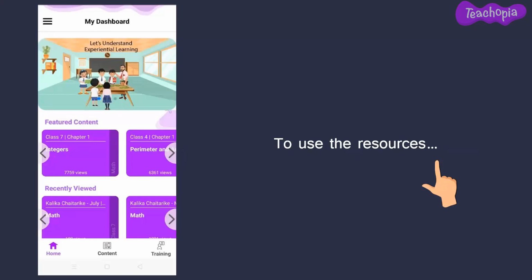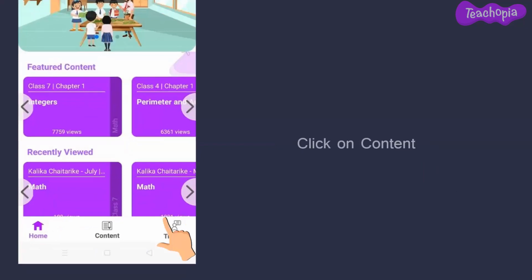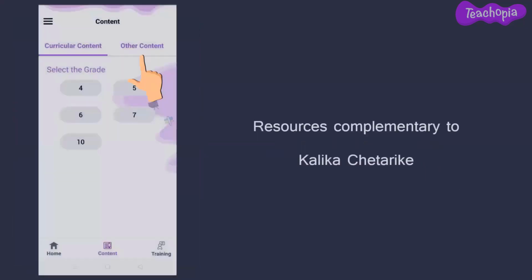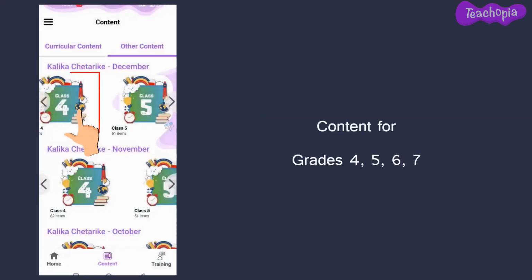On your Teachopia app, when you open the app, this is the page that you will see. Please click on the content button. Once you click on the content button, you will find two tabs, circular content and other content. Tap on other content first. Then tap on the grade that you are teaching or the book that you are teaching according to the month. We have, according to the month, the different books used for the Kalika Kshetra curriculum, categorized grade-wise. So pick the particular grade that you want from the particular month that you want.